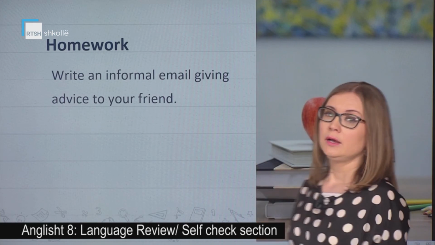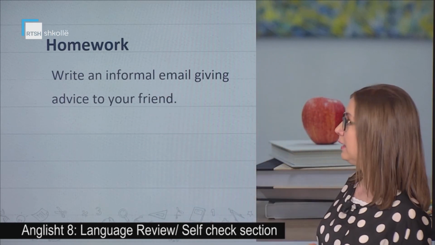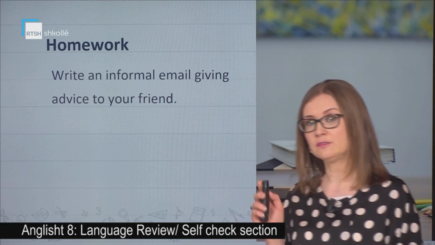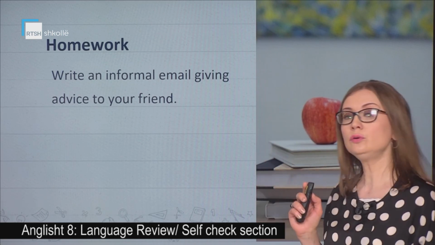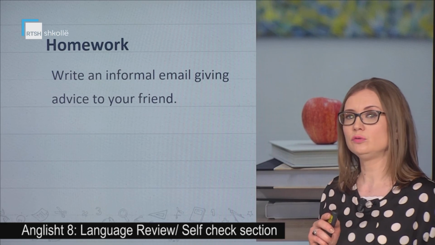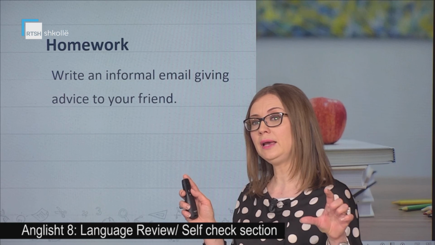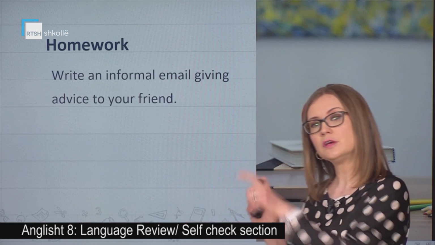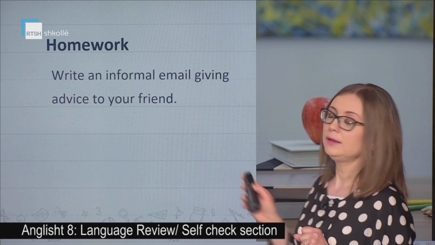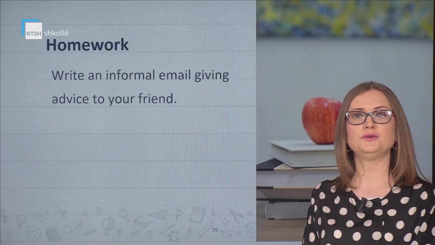Now, as a homework for next time, you are going to write an informal email by giving your advice to your friend. But be careful, as we said before, we can use the second conditional on how to give advice to somebody. And be careful with the form of the email. Remember the 3 paragraphs we went through together? Be careful with the email and give advice to your friend on whatever you want.